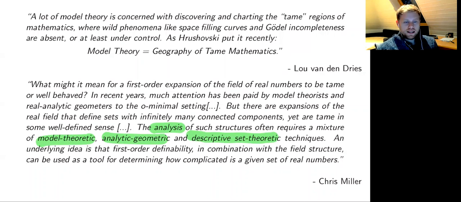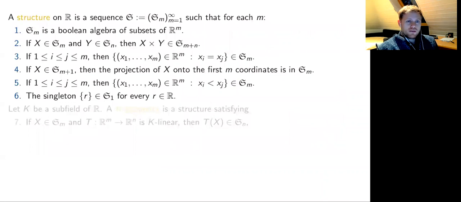Okay, so what I first want to do is again define a structure. Chris did this 2 hours ago, but I will again formulate it here pretty quickly. The main actor of our story is that we want to do definability, as model theorists call it, on the real line. For that, and this is the way it's usually defined without using first order logic, you take a structure to be a sequence of Boolean algebras S_m of R^m, and you impose certain closure operations.